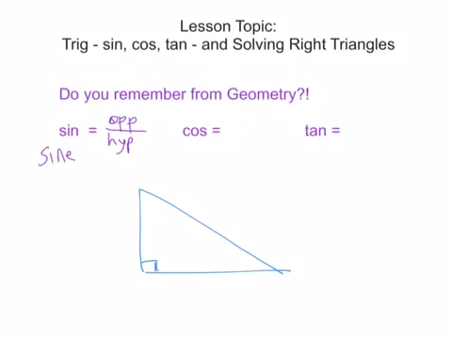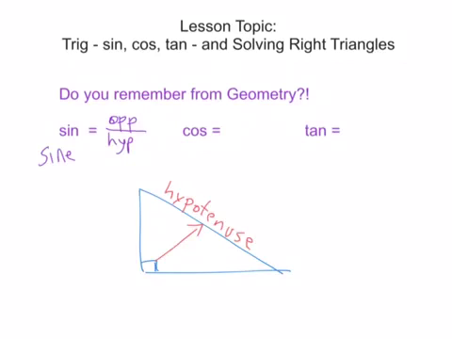First of all, the easiest one to remember probably is that the hypotenuse is always across, the side that is across from the right angle. So this is the hypotenuse. We abbreviate the hypotenuse with HYP.